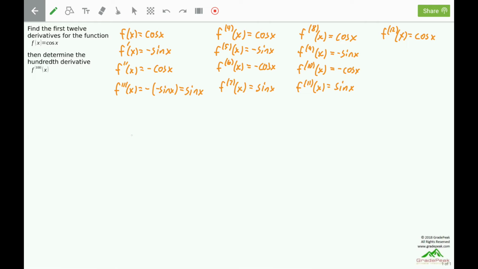We want the 100th derivative, and instead of taking 100 derivatives over and over again, we can speculate, well, 100 is divisible by 4 with a remainder of 0, so this is going to be equivalent to the original function, and therefore it'll be cosine of x.